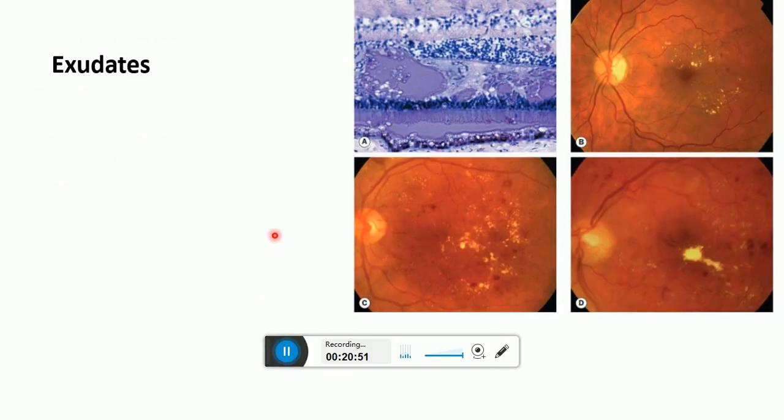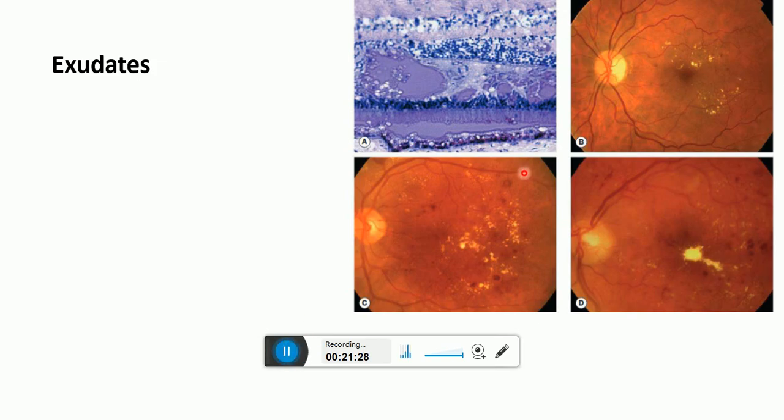Next come the exudates. The exudates, as you can see in these pictures, are caused by chronic localized retinal edema. They develop at the junction of normal and edematous retina. They are composed of lipoprotein and lipid-filled macrophages located mainly within the outer plexiform layer. Here you can see they are located in the outer plexiform layer.